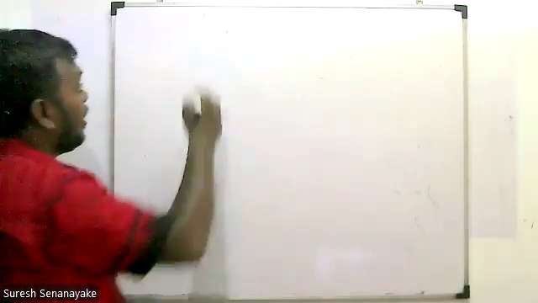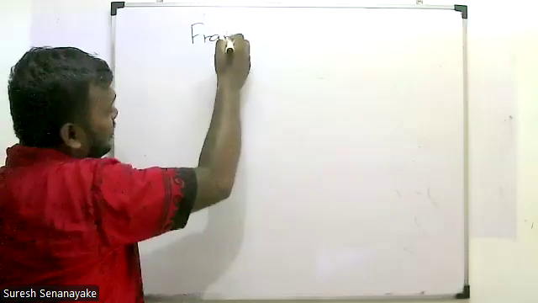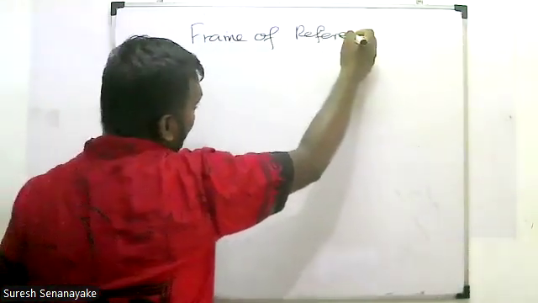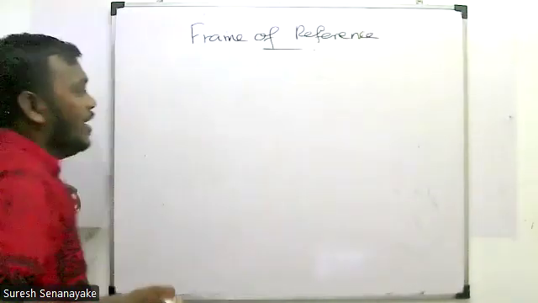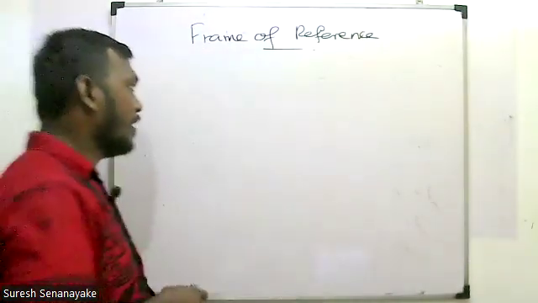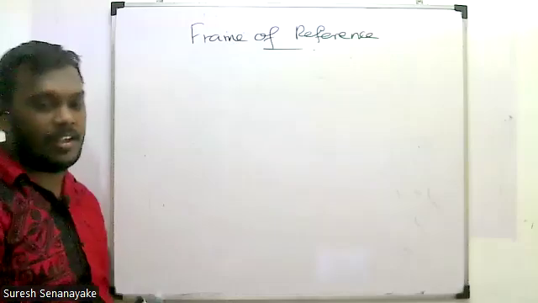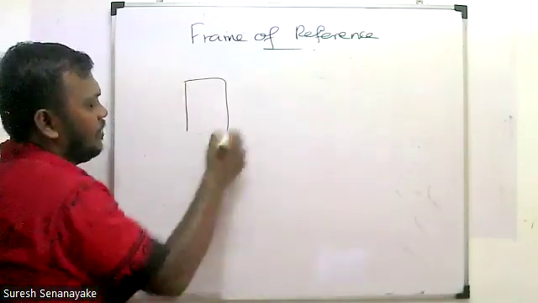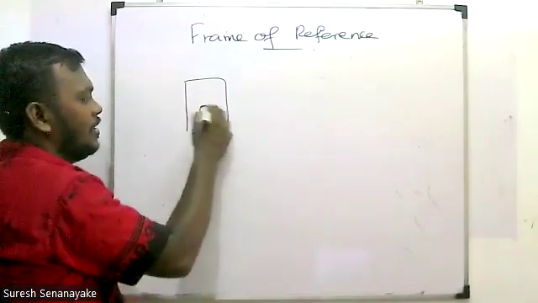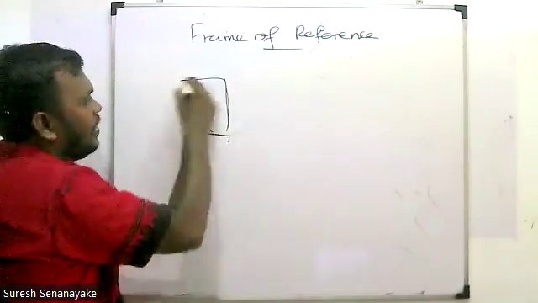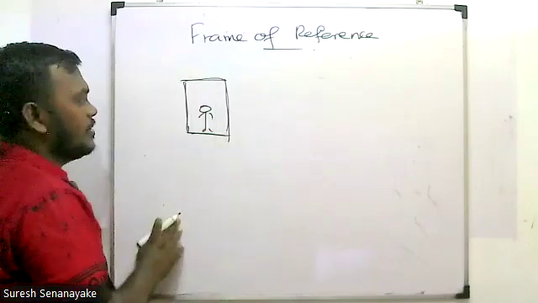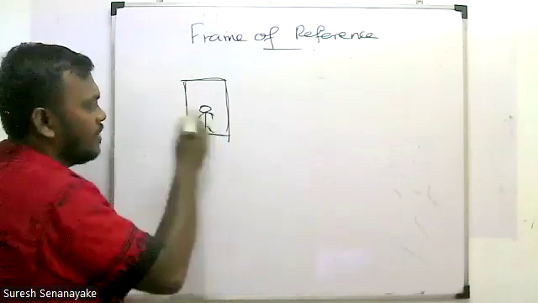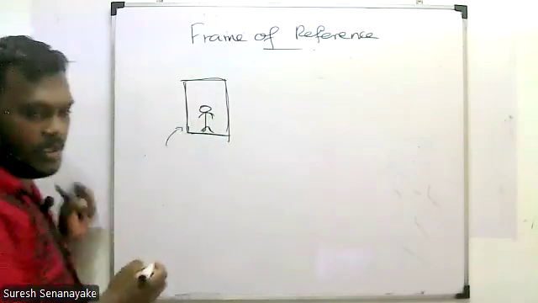Then we need to know about the frame of reference. Frame of reference means this is the frame in which the observer sits and makes the observations. If some observer is there, with respect to some other frames, observing this frame and taking the observations, then this frame is called the frame of reference, right?